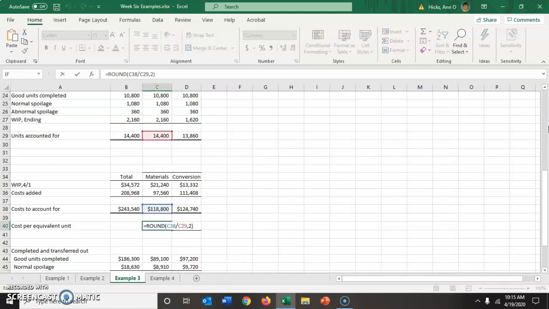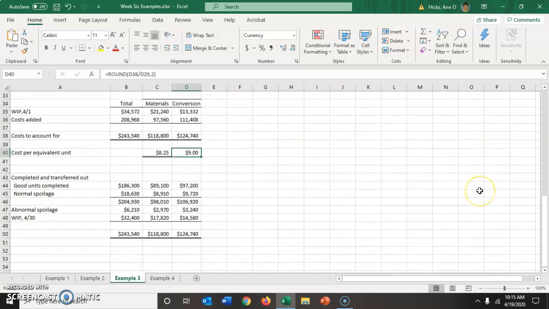For materials, that's the 118,800 divided by the 14,400 equivalent units. For the conversion costs, it is the 124,740 divided by the 13,860 equivalent units for conversion costs. And so we have a cost per equivalent unit for materials of 8.25 and for conversion costs of 9.